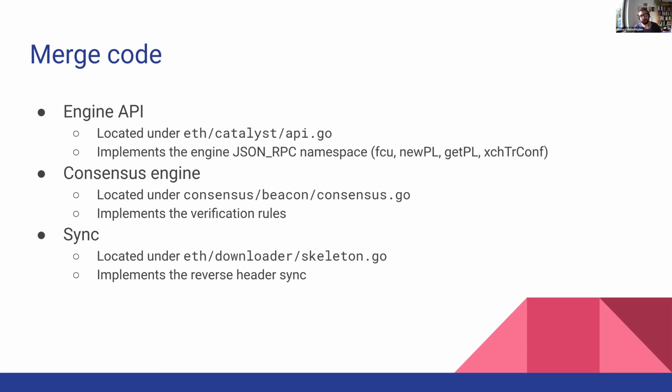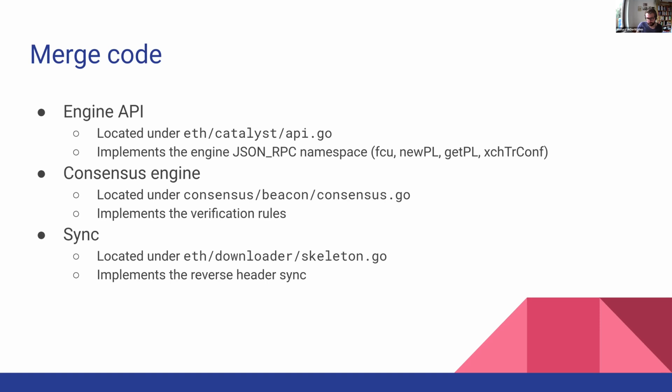And then the biggest change is in the sync. It might not be the biggest change line-wise, but complexity-wise it's definitely the biggest change: syncing, so retrieving the old blocks from the blockchain. This is located under eth/downloader/skeleton.go, and it implements the reverse header sync.